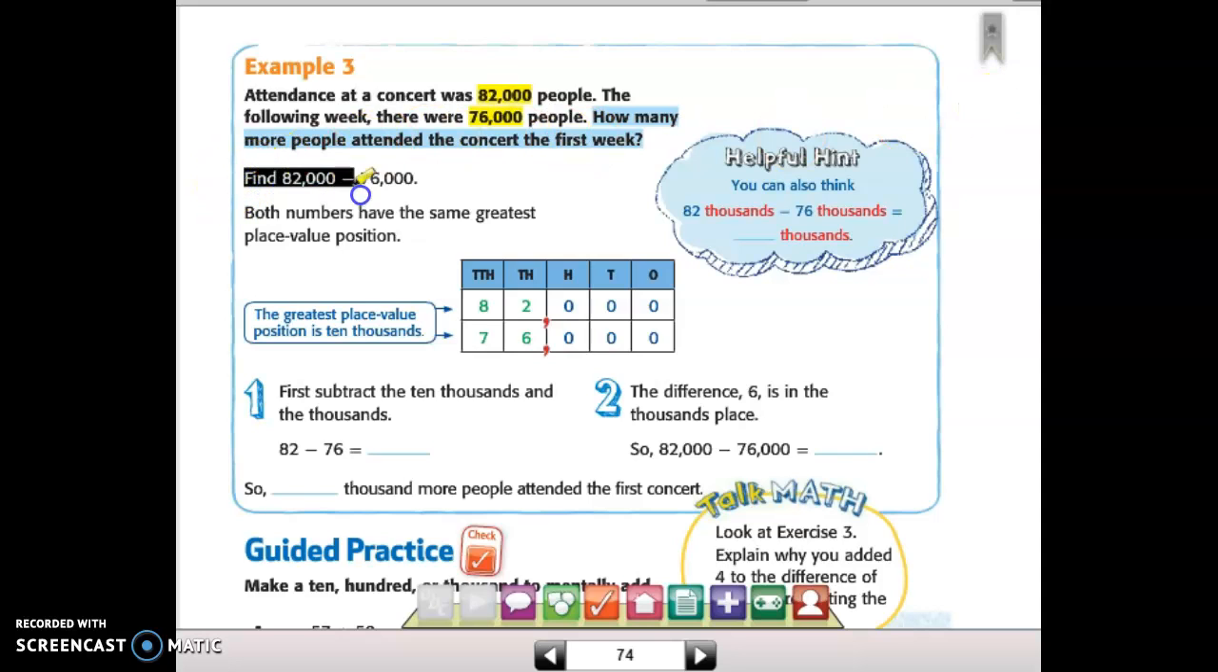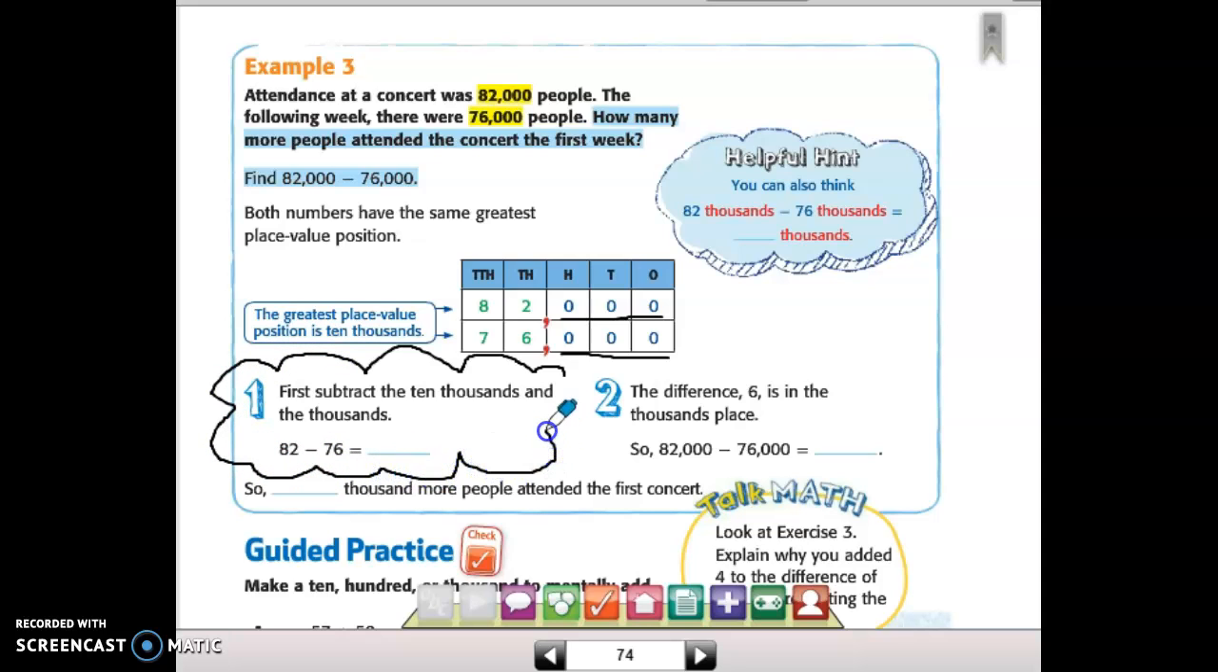Find 82,000 minus 76,000. And since this is sort of our thinking bubble that they've written out for us, both numbers have the same greatest place value position. So what they're saying is everything after the thousands place is zeros. So what we can do to make this a simpler problem is right here. We're changing those bigger numbers into more manageable numbers that we can solve a bit easier.